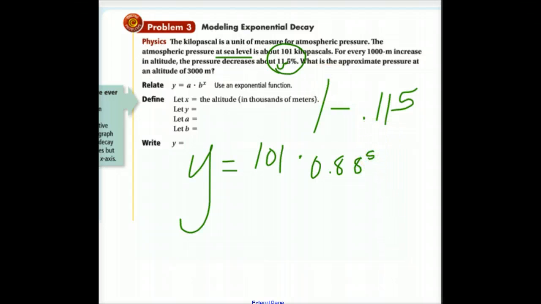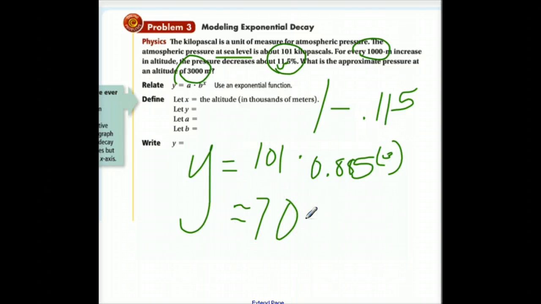Oh, not an exponent, sorry. 0.885 raised to the x power, which we want to know at 3,000 meters, and we measure for every 1,000, so x is going to be 3. When I plug this into my calculator, I get about 70. So the pressure at an altitude of 3,000 meters is about 70 kilopascals.